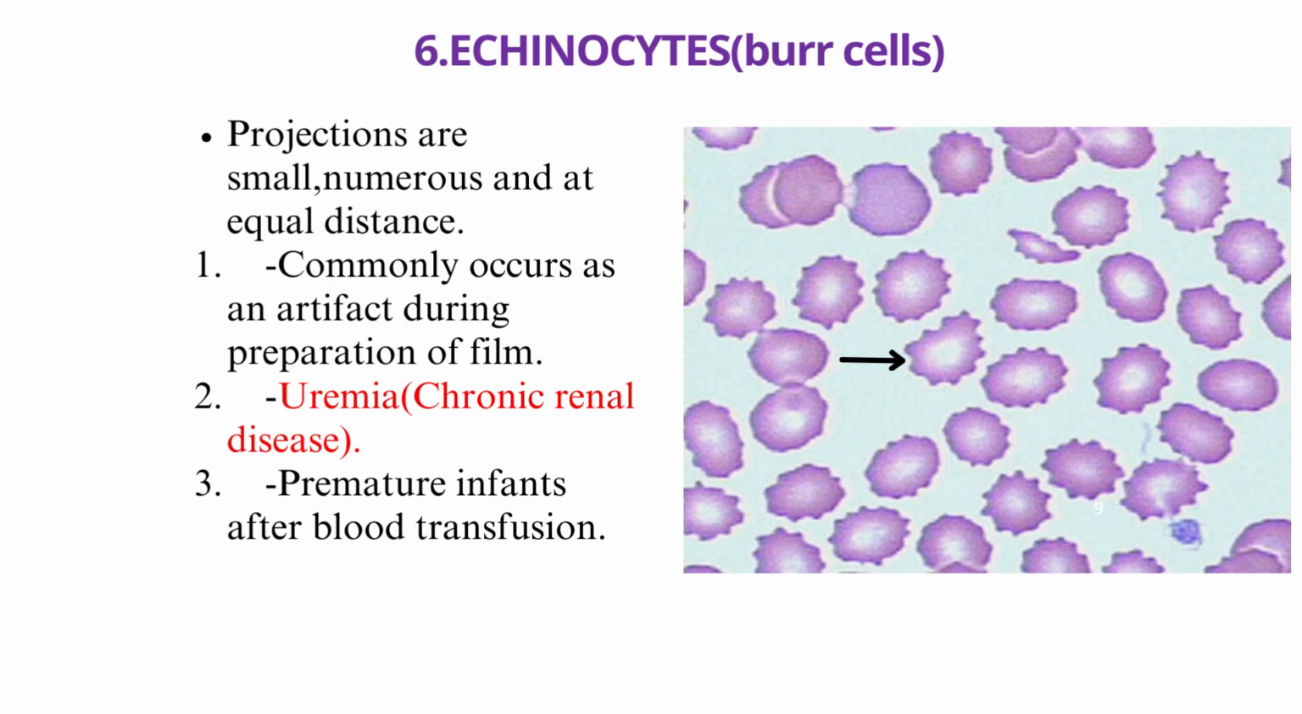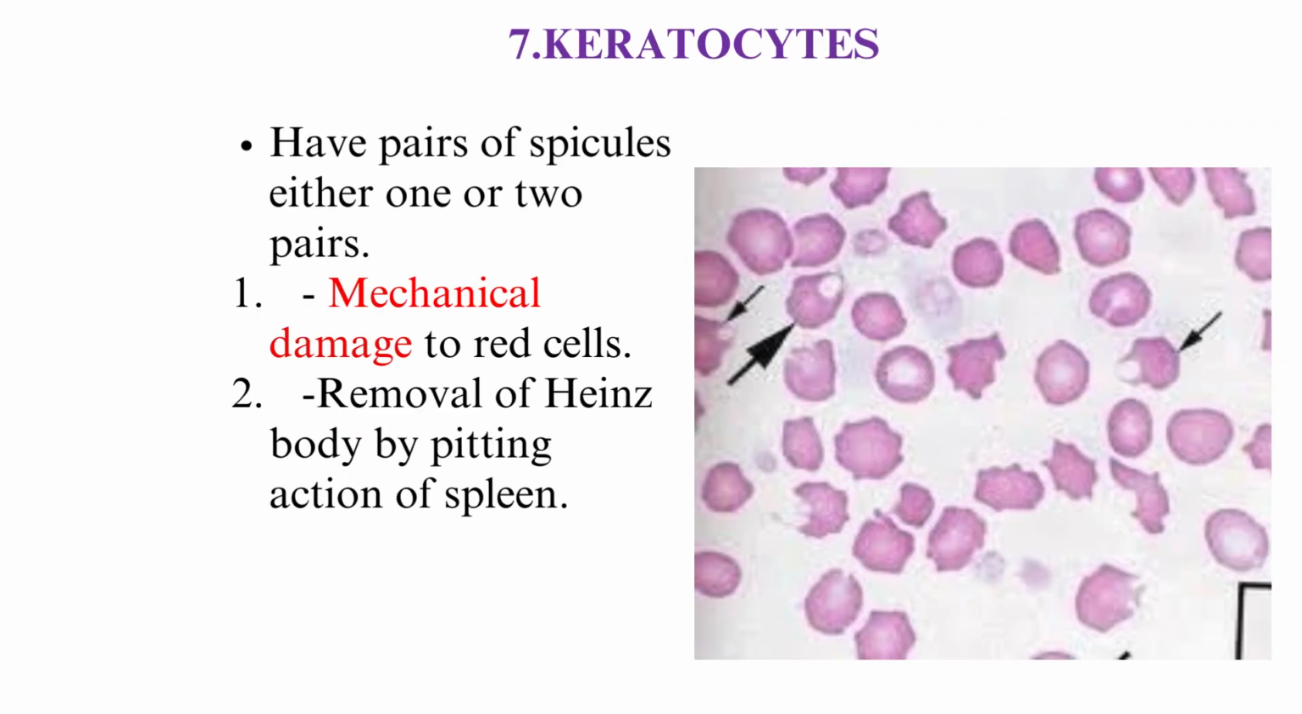If you have read Kothalkar's first or second chapter, you must have read what EDTA changes are. So this is a common EDTA-change artifact, but the classic correlation of an echinocyte is with uremia, chronic renal failure, and it can also be found in premature infants after blood transfusion.